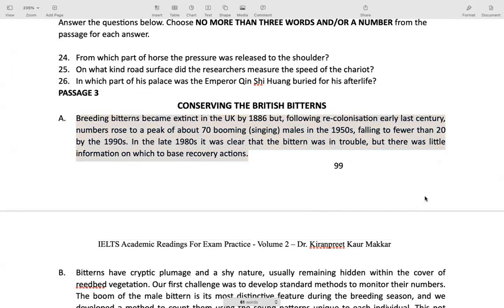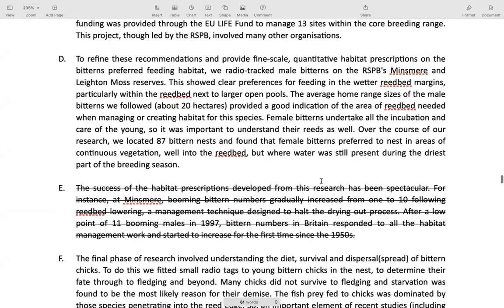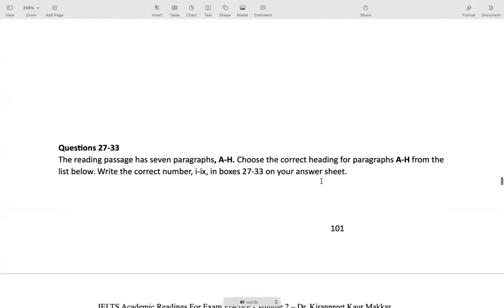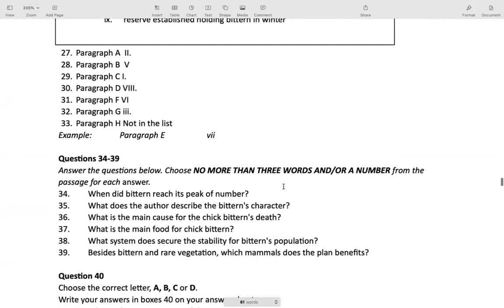Tell me the answer. So, peak of about 70 booming. The answer is when? 1990s? No. 1950s. 1950s. Okay, good. I'm going to mark an answer. Tell me if it's correct. Is it correct? Yes, sir.